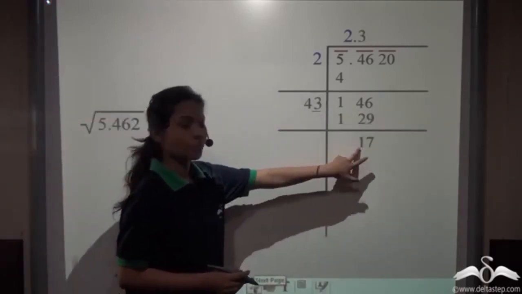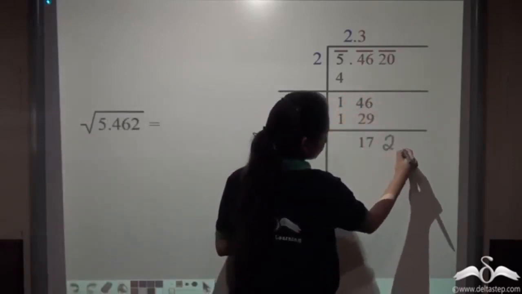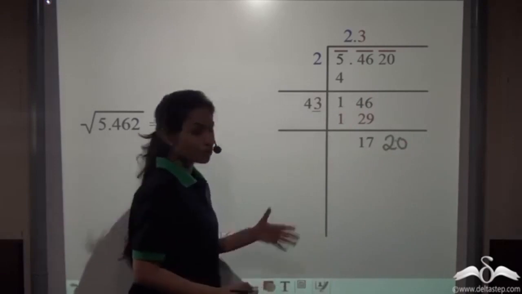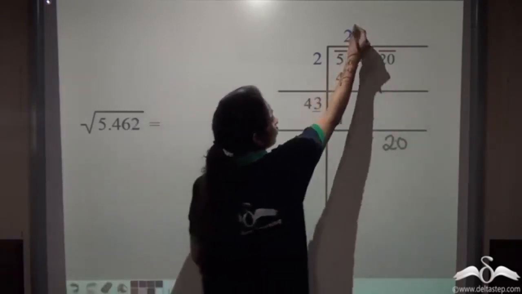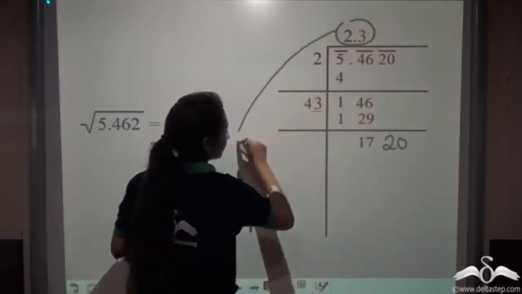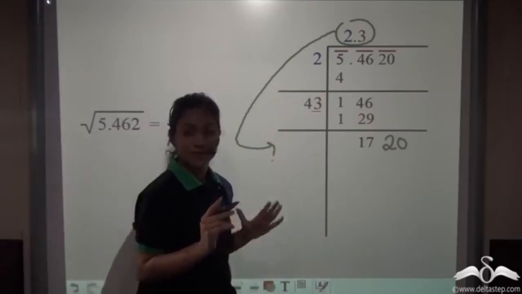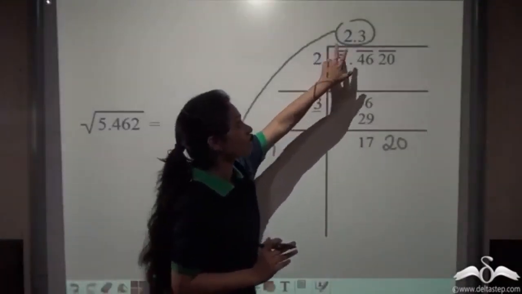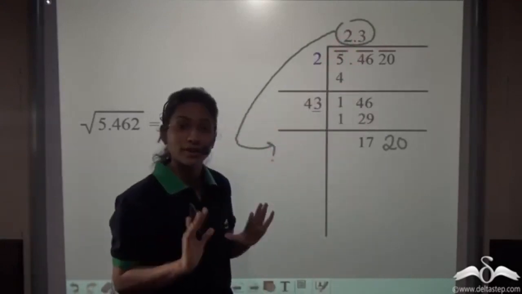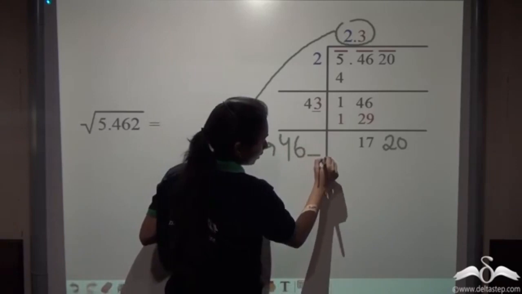Again, we are done with this. Now what do we do? We copy the next set of numbers. So we have copied the next pair of numbers here. What do we do next? We have to double this quotient and put it here. Well, do not double 2.3 and write down 4.6 here. That is not the thing we are doing here. We are just doubling the quotient without the decimal point, and put it here with a blank.